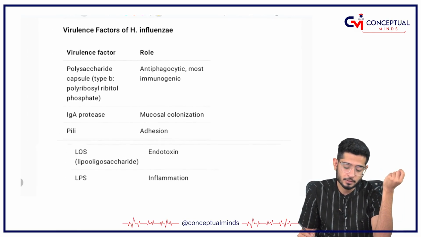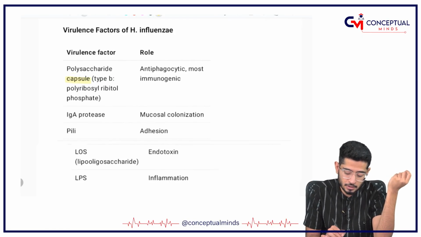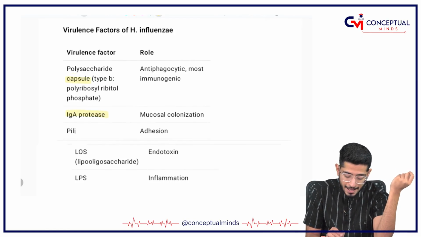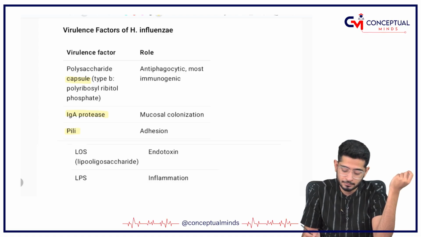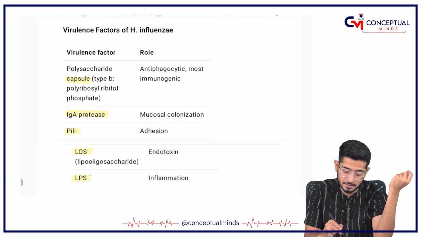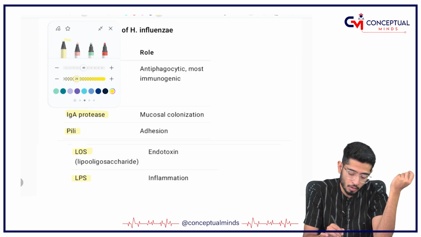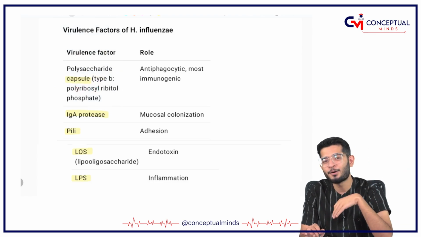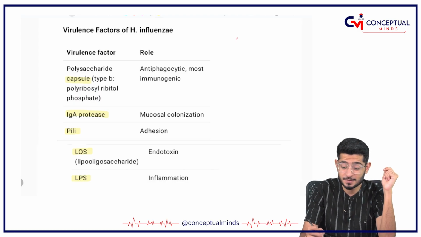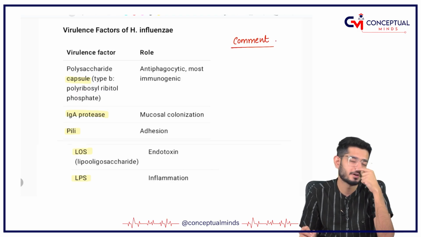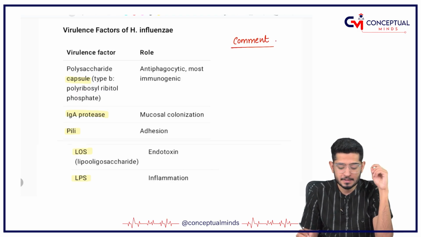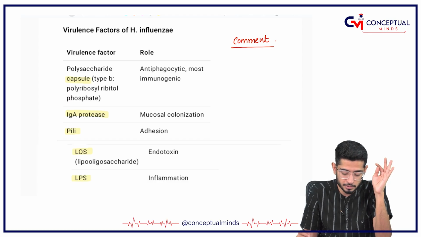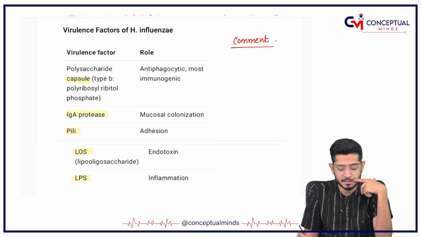What are the virulence factors of Hemophilus influenzae? It has got a capsule, IgA protease, pili, LOS and LPS. These are all important, and I think you have read all these virulence factors somewhere else also. Comment down in the comment section in which organism you have read all these. So, it has got capsule, IgA protease, LOS, LPS.